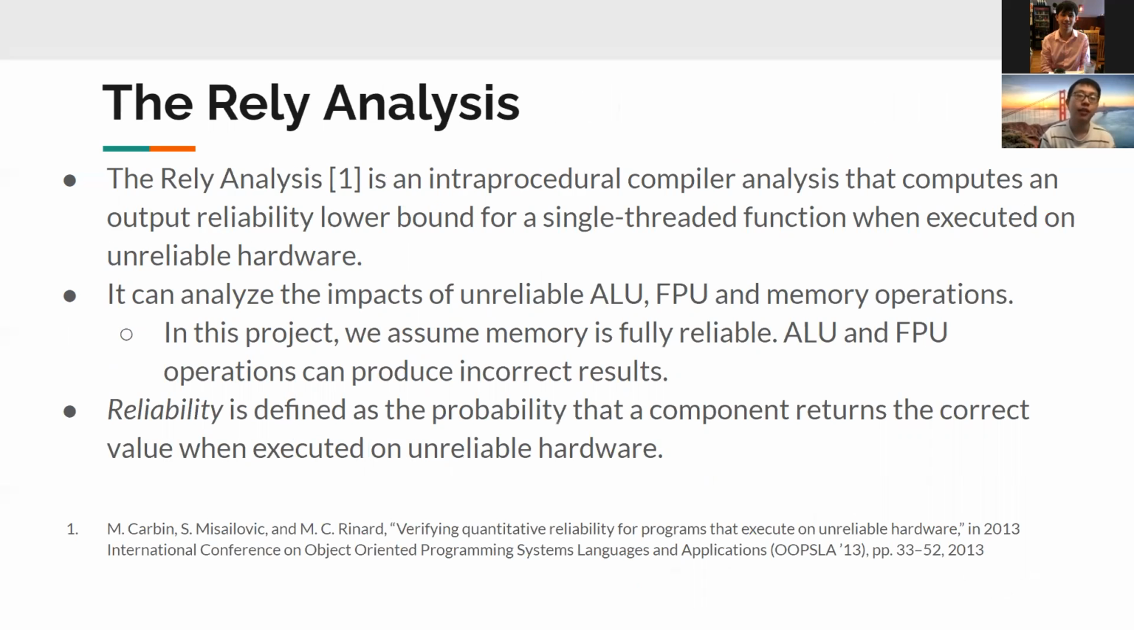Next slide. Now we have our hardware simulator. Firstly, we analyze the Relyzer analysis. The Relyzer analysis is an intra-procedural compiler analysis that computes a reliability lower bound for a given function. It can analyze the impacts of unreliable ALU, FPU, and memory operations, and it can be used for certain approximate computations. In this project, we simplify things by assuming memory is fully reliable, but ALU and FPU can fail. We also formally define reliability as the probability that a component returns the correct value. The component can be an ALU, FPU, or a function, or a set of variables. Next slide.